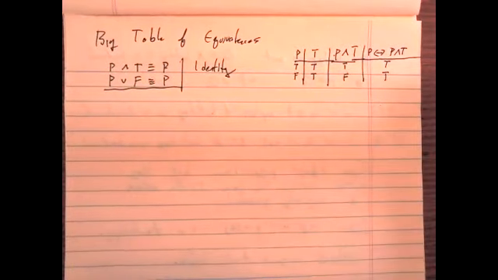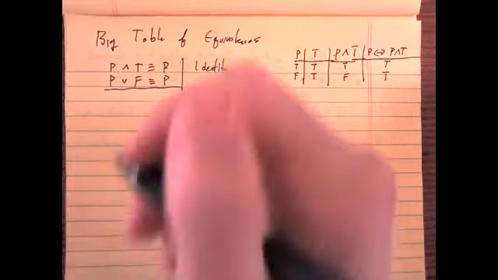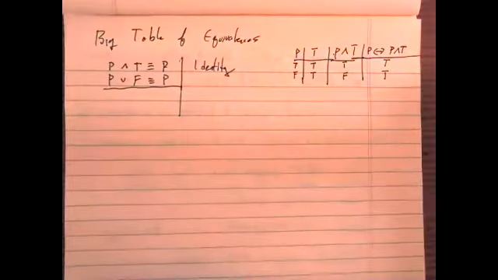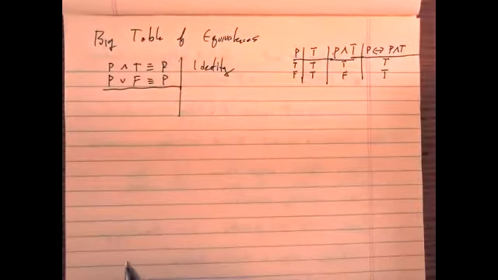And then P or false is done just as easily. Everyone happy with what I did here?